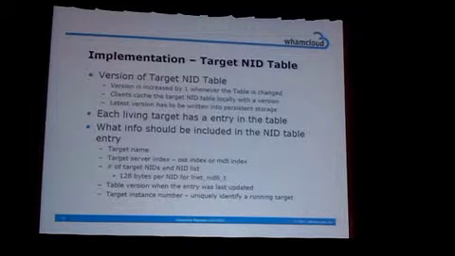Each living target has an entry in the table, and the following information must be included: target name and target server index, the number of NIDs, and then the NID list. Because we are going to support TCP6, IPv6, 128 bytes will be assigned for each NID. Also, we have to include the table version number when the entry was last updated. And the last one is the target instance number. This number is uniquely generated by the target when it is started.